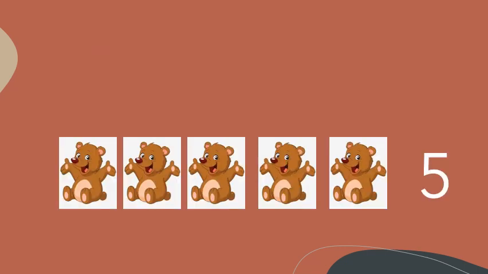Now, the number 5 is a little bit different. I'll show you a trick. We have 1, 2, 3, 4, 5 teddy bears. And we need to use tally marks to show these 5 teddy bears. So let's go. 1, 2, 3, 4. And the number 5 would look like this.